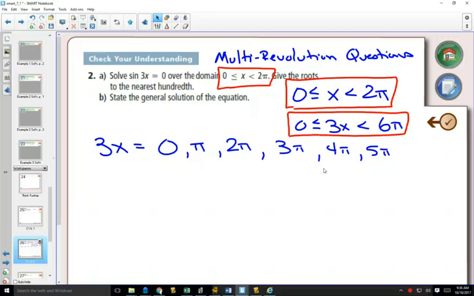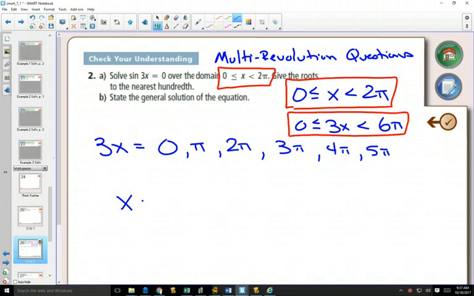X. We haven't done that yet. We've solved for 3x. If you had 3x equals 10, how would you solve for x? You divide both sides by 3. So we're going to do the same thing here. To solve for x, we have to take all of the possible answers and divide them by 3.